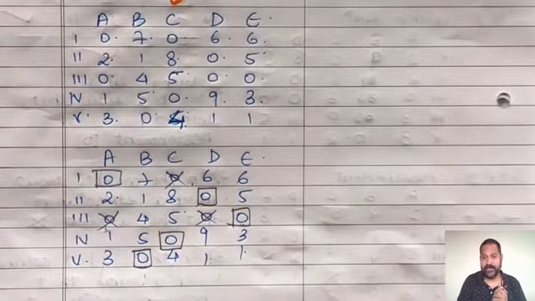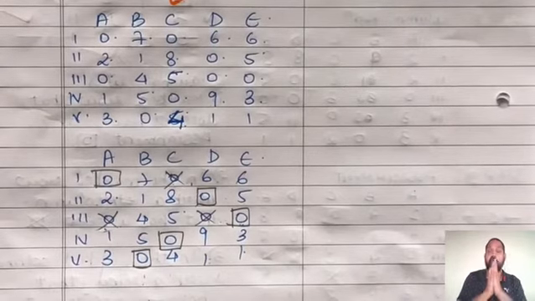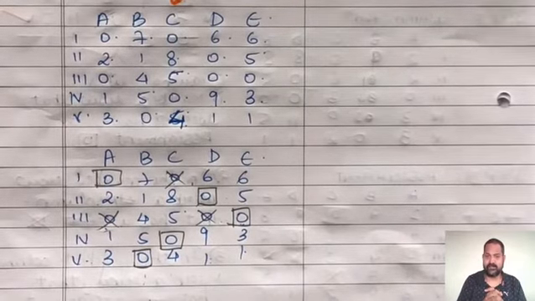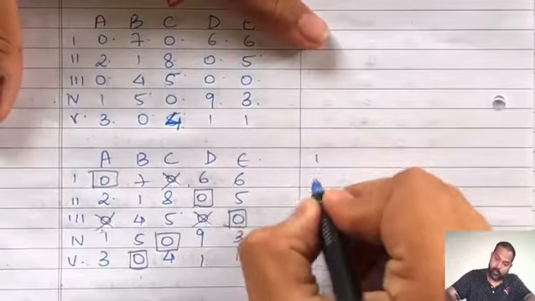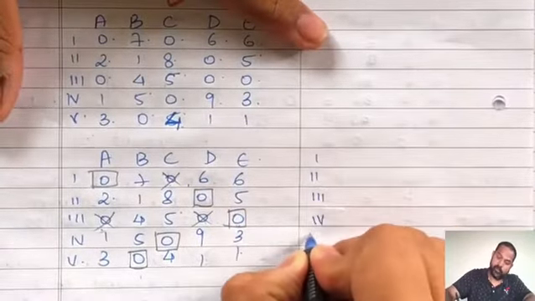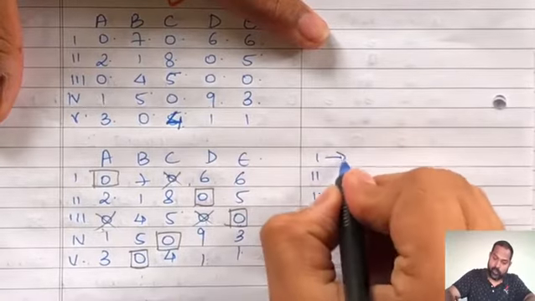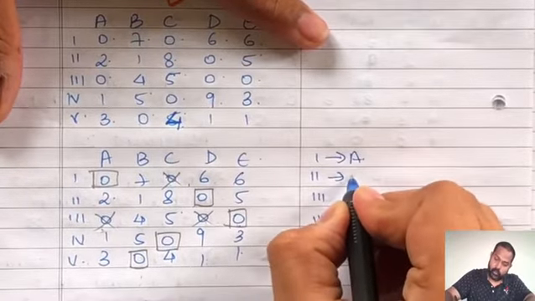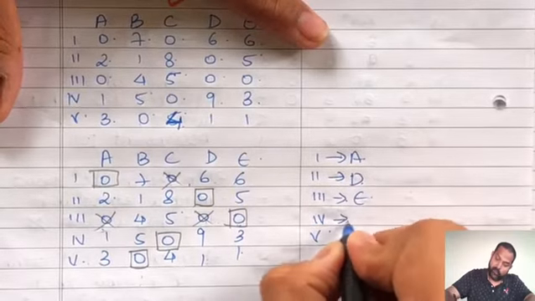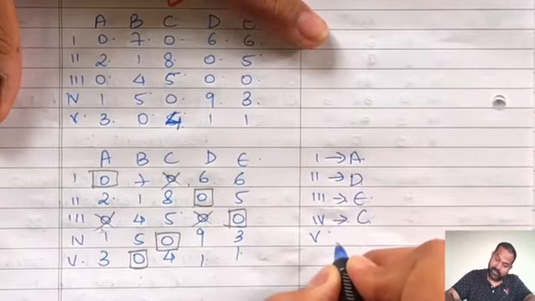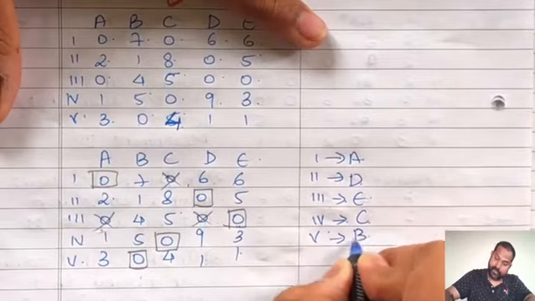How many assignments did you get? 5. Look up to God, thank your stars, and this is your answer. And the answer is 1, 2, 3, 4, 5. 1 goes to A, 2 goes to D, 3 goes to E, 4 goes to C, 5 goes to B.